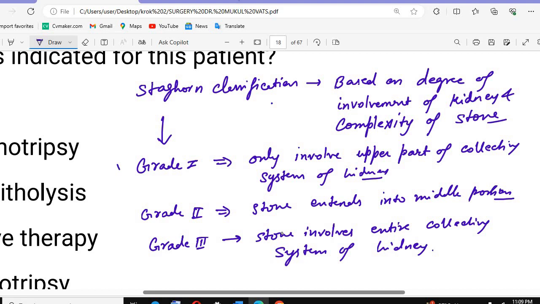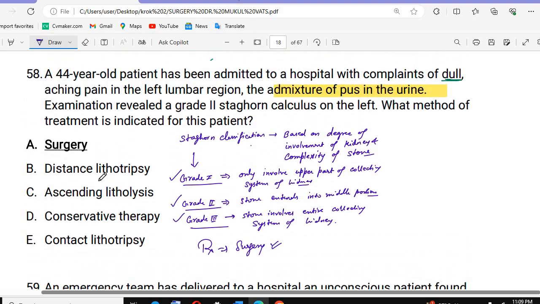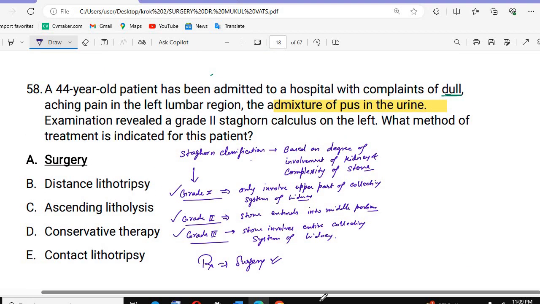So the staghorn classification: grade 1 involves only the upper part of the collecting system of the kidney, grade 2 is when the stone extends into the middle portions, and grade 3 involves the entire collecting system. And remember, the treatment for all these conditions is surgery, especially for grade 2 or grade 3. In the question they already gave a grade 2 staghorn calculus, so the treatment indicated is surgery.